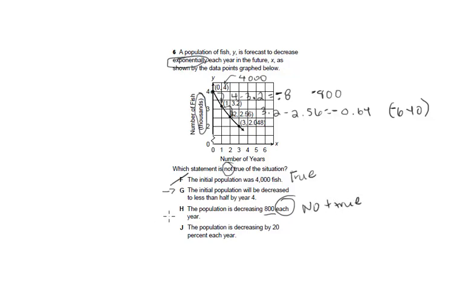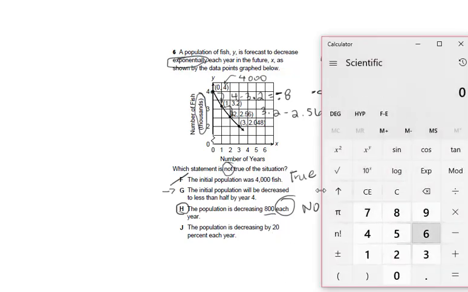And we could really stop here. But we can see that the population is decreasing by 20% each year. So 4,000 times 20% is 800. And then if I did 3,200 by 20%, that should be 640. Let me just verify. Yeah, so we're good.